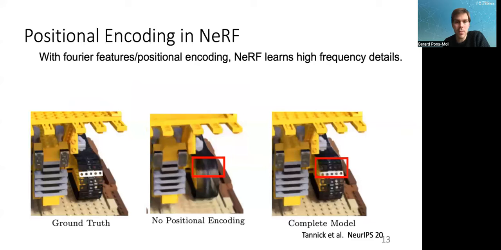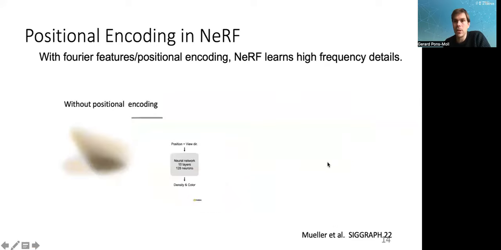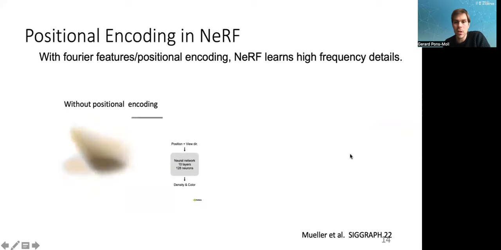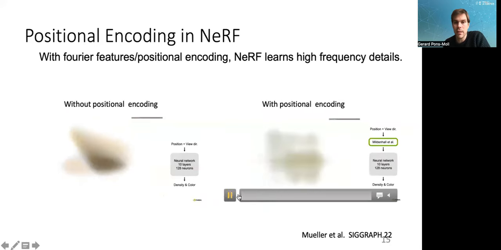So these are some other examples where notice that this positional encoding indeed produces sharper results. This is another example: when we learn without positional encoding, the results look rather blurry, especially when the model is not large. And with positional encoding, the results look immediately much sharper.